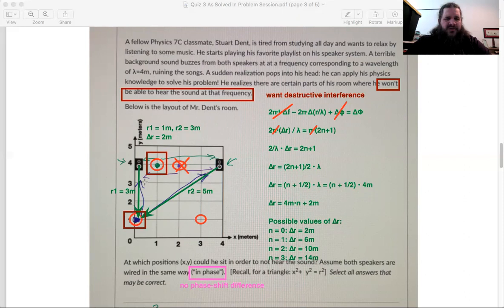So we currently have 2 locations that lead to destructive interference, which we want, and 1 location that leads to constructive interference, which we don't want. We still need to test this one other point though, so let's try that. Any other questions on this so far before we check the last point?